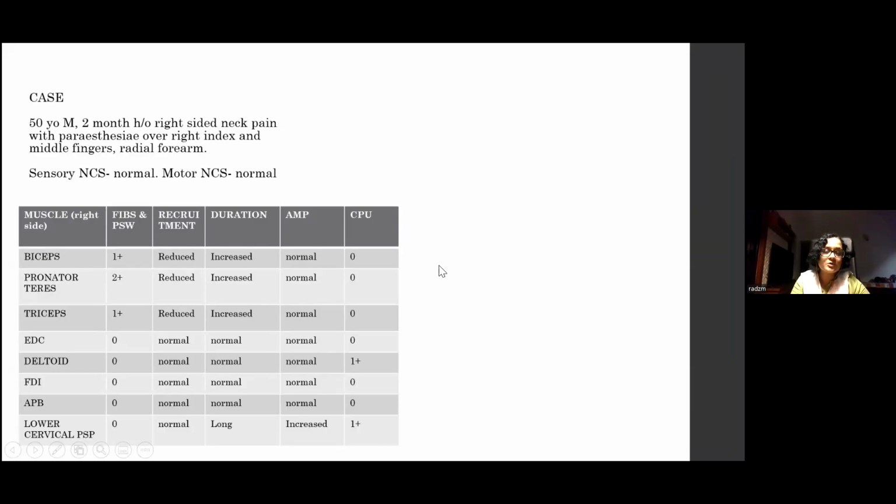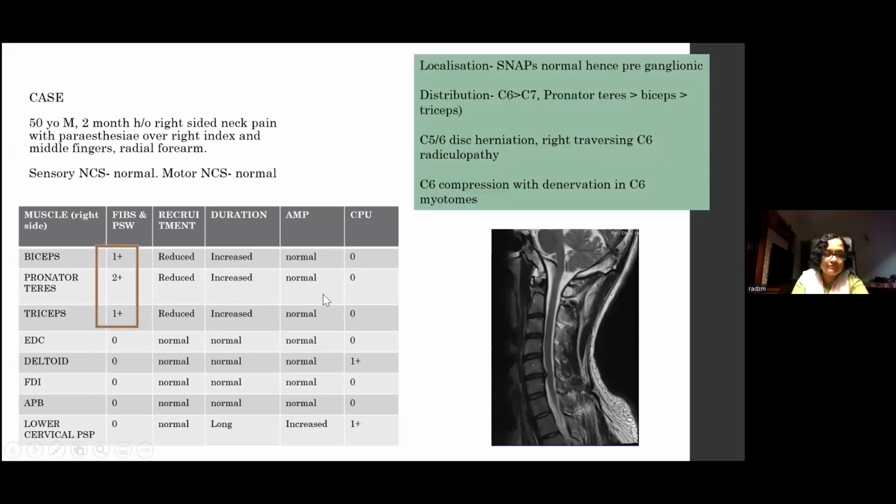So our first case, 50-year-old male, very brief, maybe 2-month history of right-sided neck pain, paresthesia. So classical radiculopathy symptoms, nerve conduction studies are normal, sensory and motor. It's quite recent, it's only 2 months, so motor studies are also normal, acute radiculopathy. So the muscles that have been looked at, biceps, pronator teres, and triceps are showing fibrillations and positive sharp waves. And interestingly, some level of chronic denervation is also seen. So this has probably been going on for a bit longer, 1 month, 2 months.